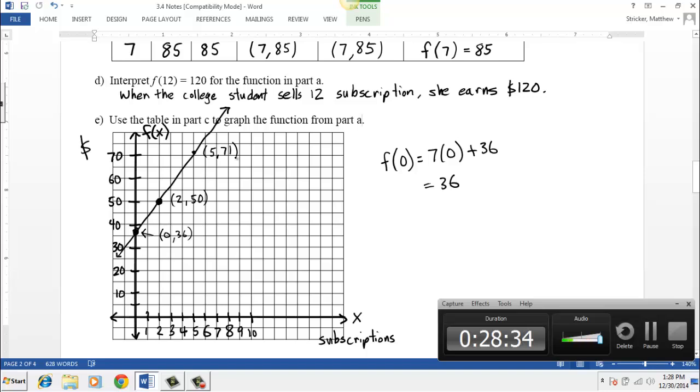And the graph should kind of make sense in context there. If we start at $36, that's with 0 subscriptions. If we sold 1 subscription, that'd be 36 plus another 7 is 43. And you can see this just about crosses there at 143. And we're going up by $7 every time. We're going up by $7. So that's why the rate of change is 7. You can see that visually. You can see the slope here.